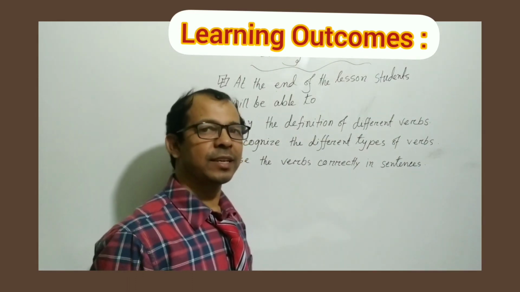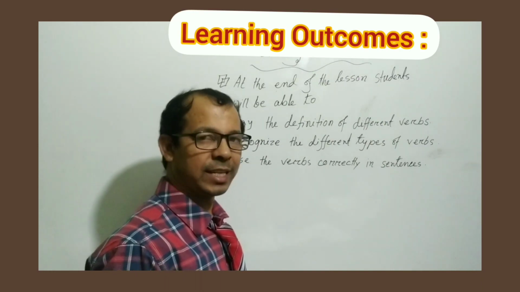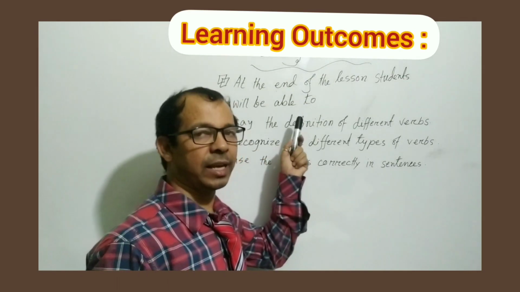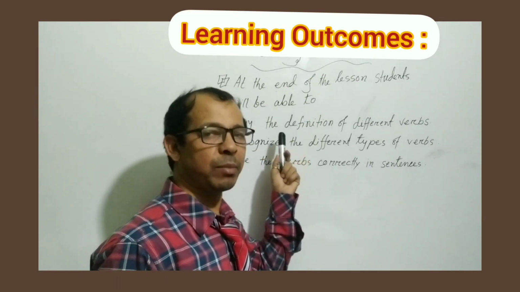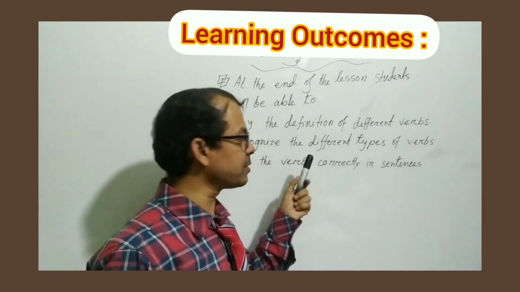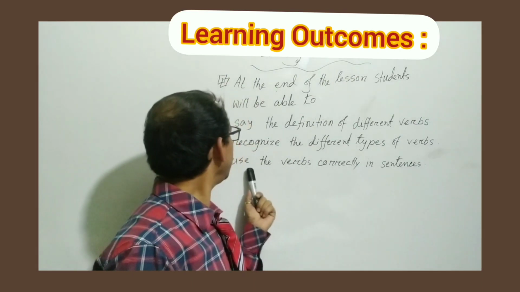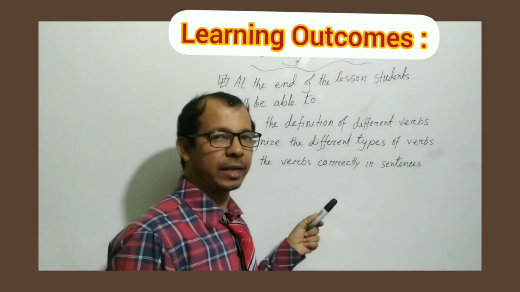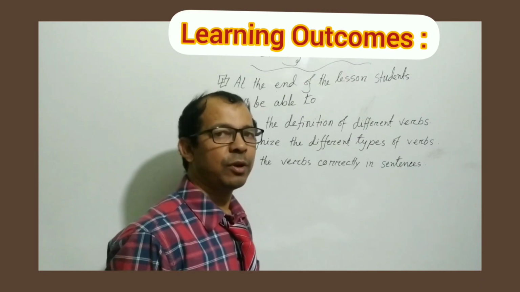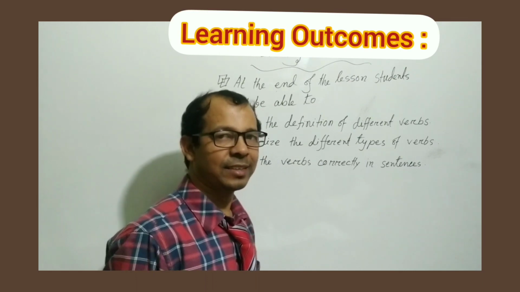Today's lesson is verb. So what will be the learning outcome of today's lesson? So my dear student, you can see at the end of the lesson, student will be able to say the definition of different verbs, recognize the different type of verbs, and to use the verbs correctly in the sentences. So my dear student, I'll tell you, be very attentive to watch the class. Okay?